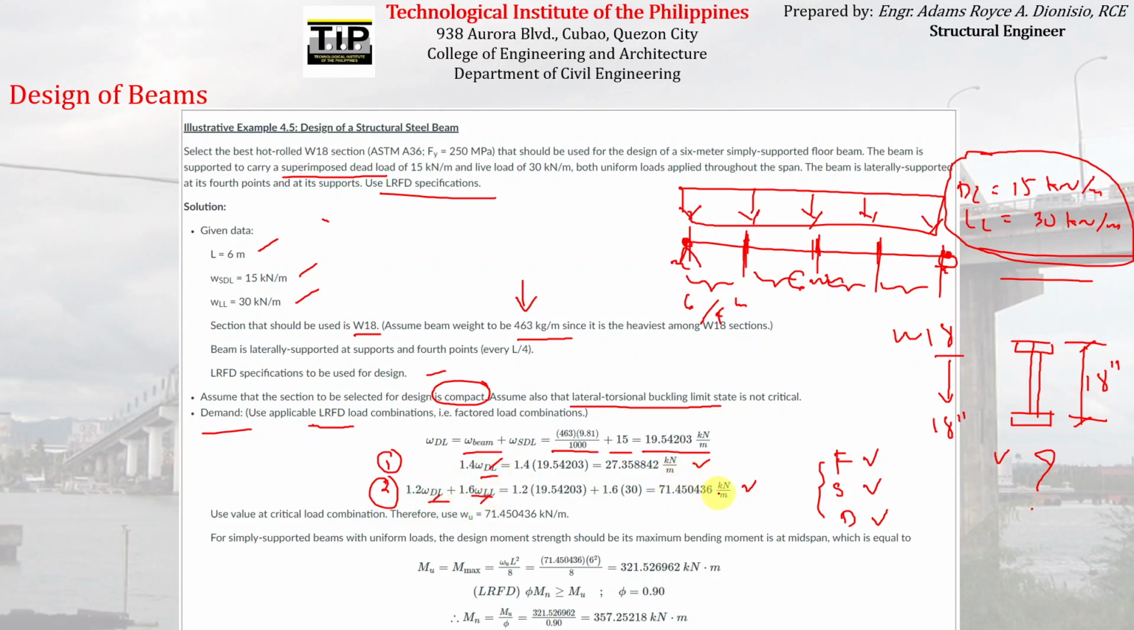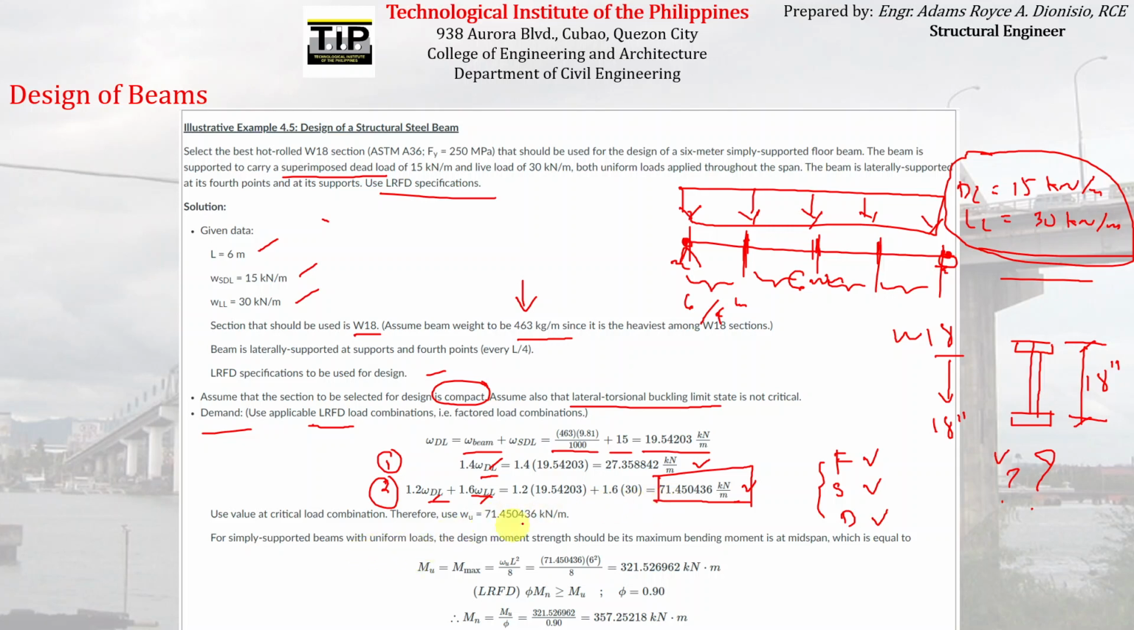You can see here that the load combination that results in the most critical load is the second one, 1.2 dead load plus 1.6 live load, which is usually the load combination that governs when the loads considered are only dead loads and live loads. So we have to choose a steel section that will be able to withstand the effect of a uniformly distributed load equal to 71.45.